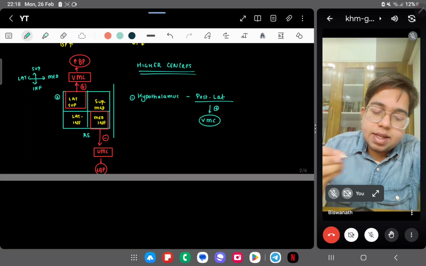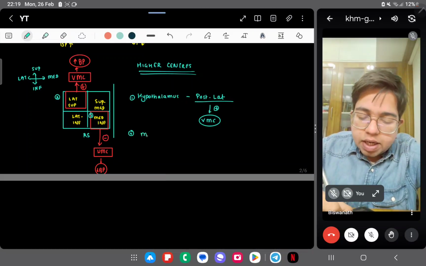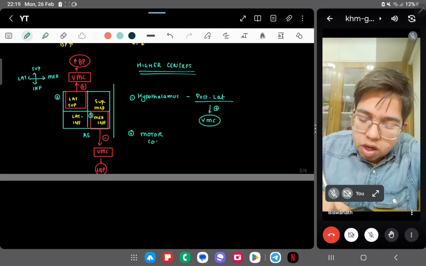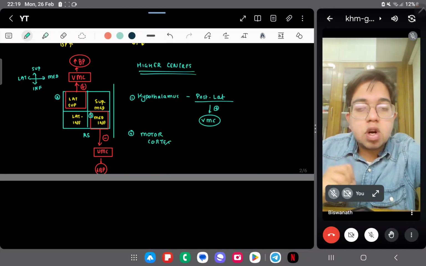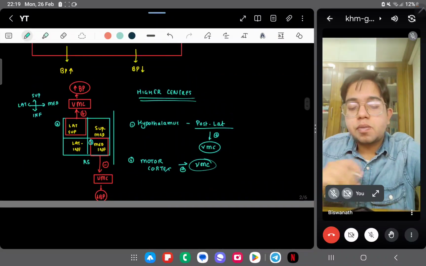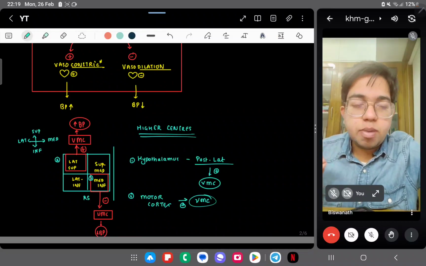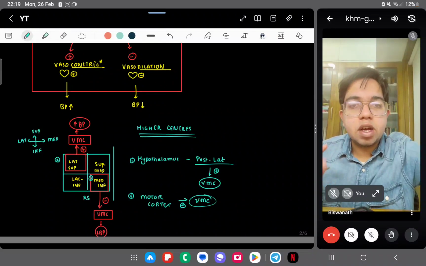Second higher center is this lateral superior. Third higher center is this medial inferior. Fourth higher center is the motor cortex, and this motor cortex will stimulate your VMC. So these are all your higher centers that will affect your blood pressure.